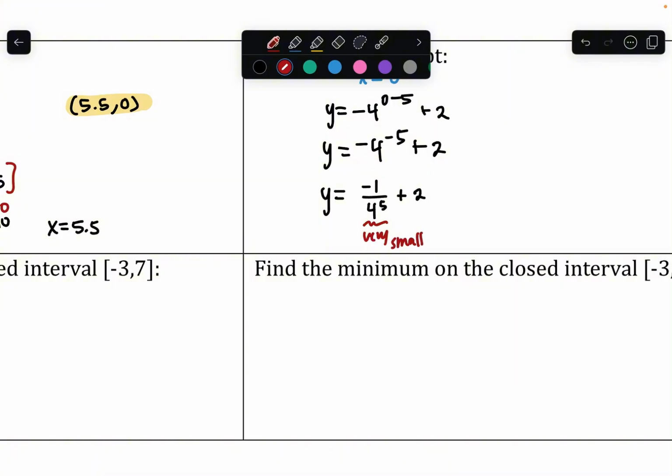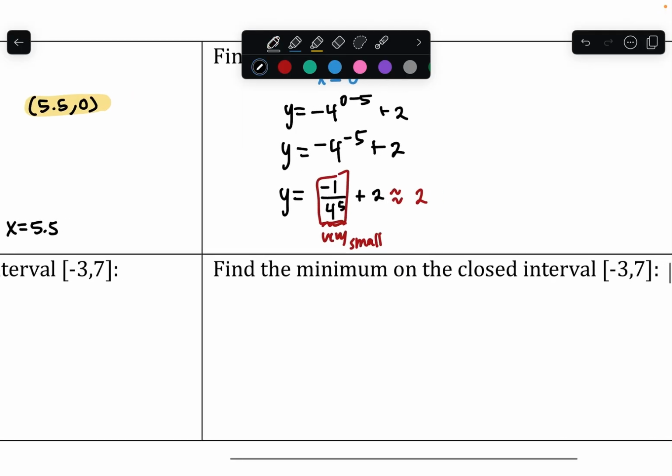And so if we were to plug this into our calculator, it's going to be approximately 2, because if you do 2 minus a very small number, it's still going to be close to 2. And in fact, I plugged it into the calculator and got 1.99, which does round to 2 as the nearest 10th.